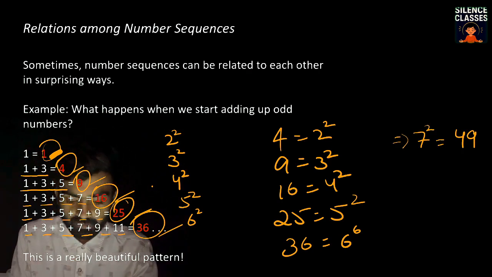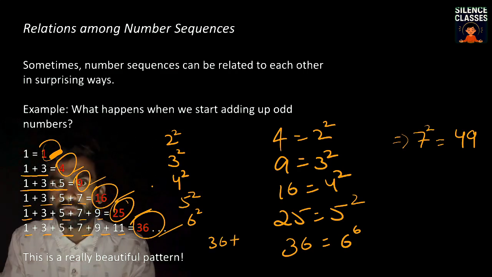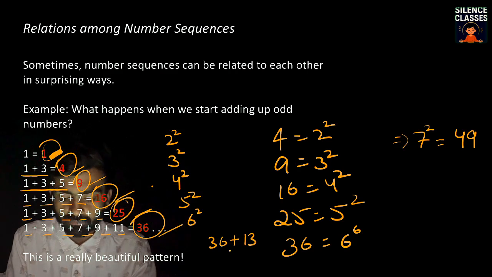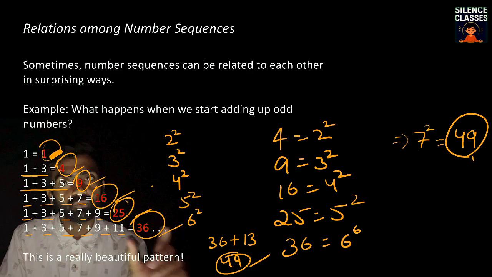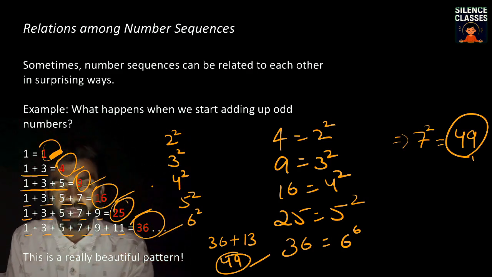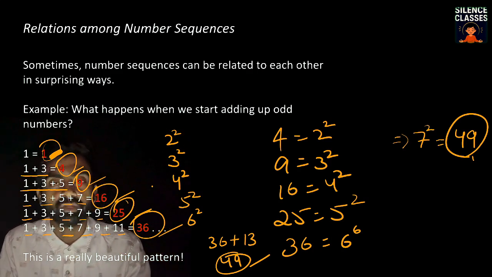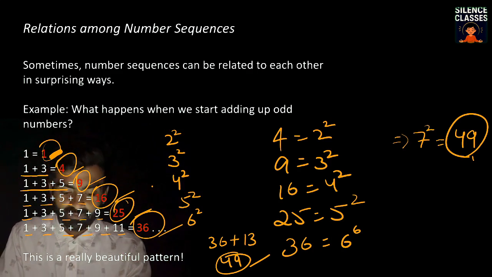Now let's check it out. The 6 numbers have been added over here. We got 36. Let's add the next odd number, 13. So what will we get? 49. This means the answer is absolutely correct. However many numbers you add, you will get exactly the square of that number. So this is the beauty of these patterns, or you can say the sequence.